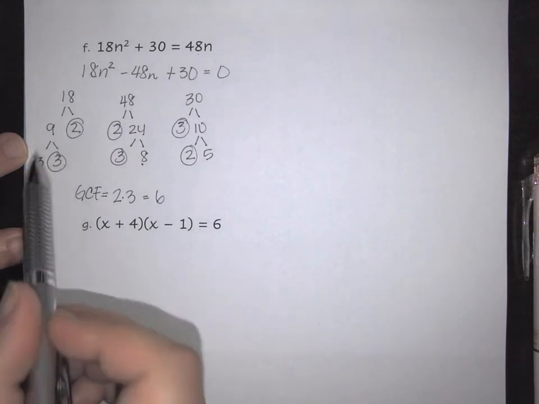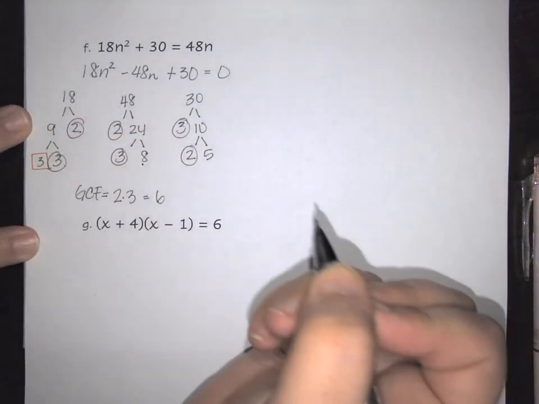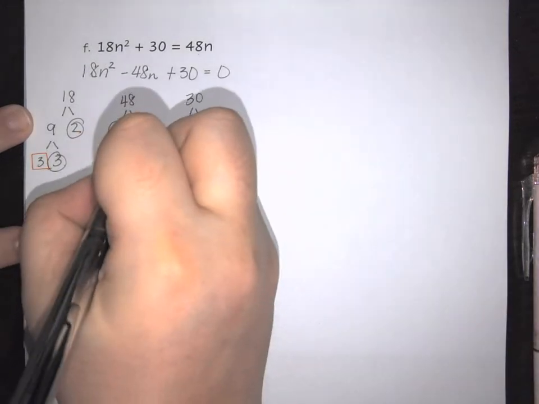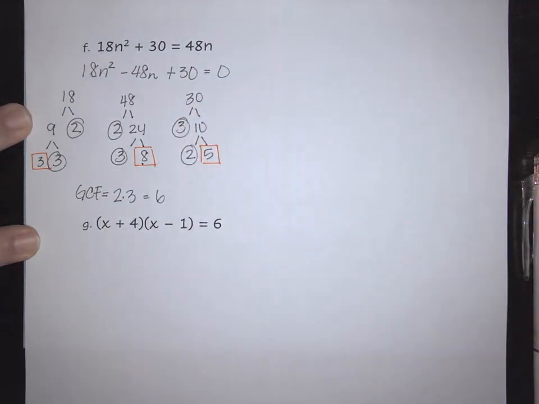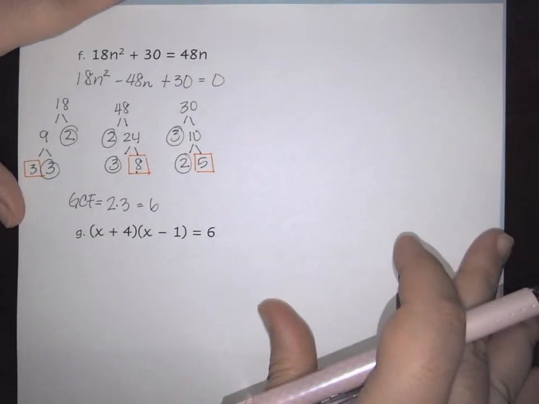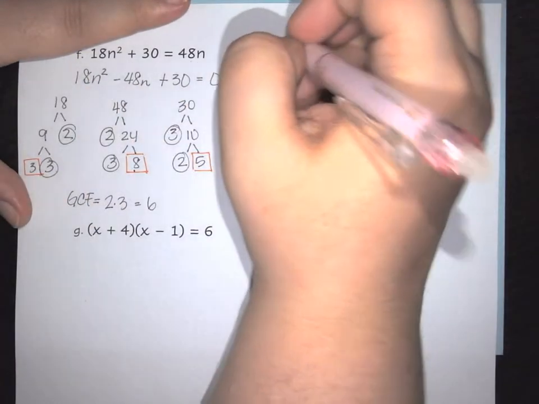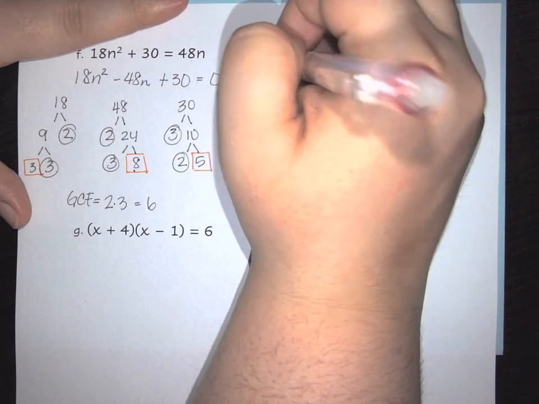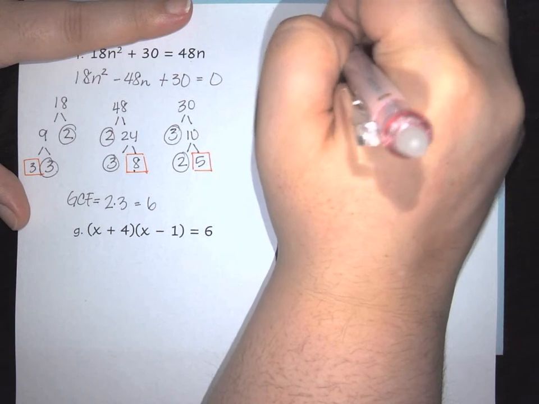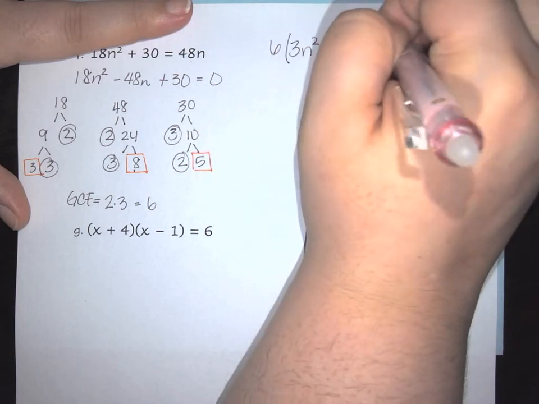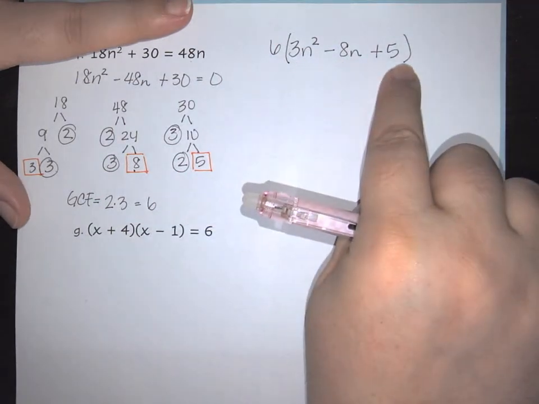What it also means is that in each of these I have some numbers left over. So under my 18, I still have a 3 left over. Under my 48, I've got the 8 left over, and under 30, I have the 5 left over. So I can rewrite this equation in terms of new terms. I'm going to pull the 6 out. It's going to leave me with 3n squared minus 8n plus 5. Now I'm going to work on factoring this trinomial here.